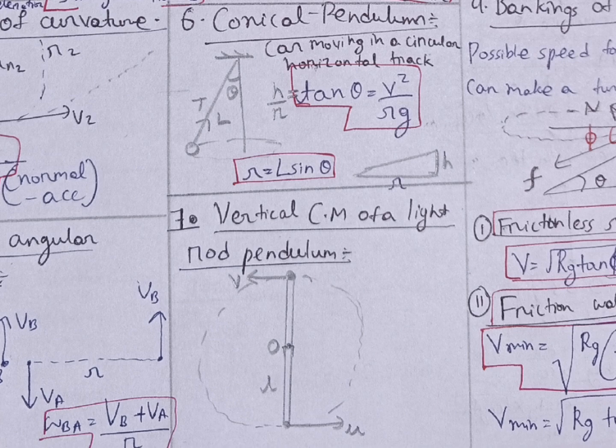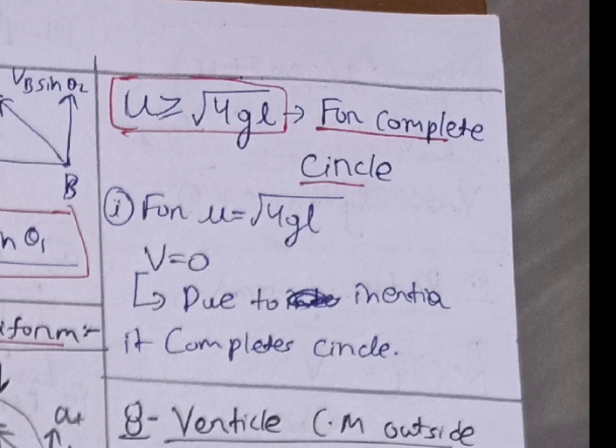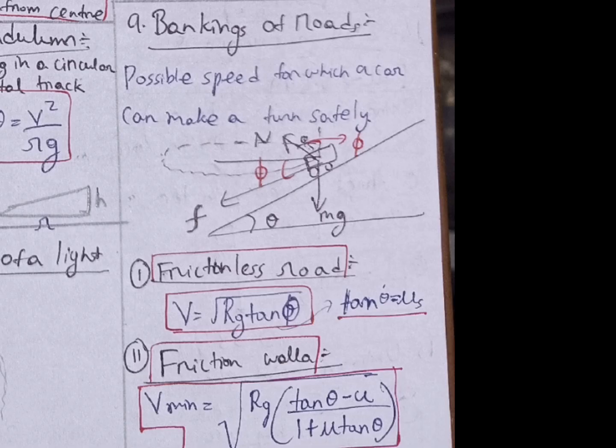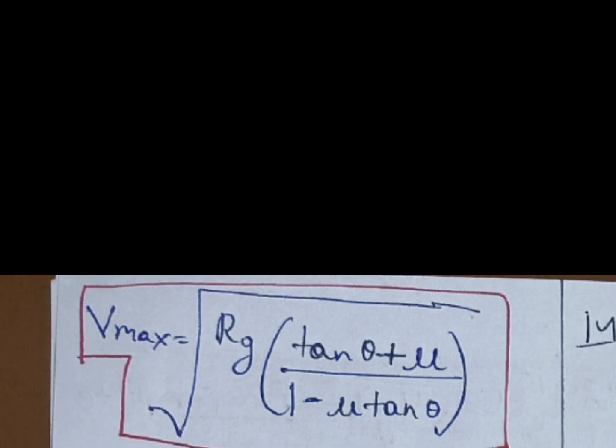Vertical circular motion of light rod: u is greater than or equal to under root 4gl for a complete circle. Vertical circular motion outside a circular track: the angle at which the block will lose contact with the surface, cos theta is equal to 2 by 3. Banking of road: possible speed at which a car can make a turn safely. For a frictionless road, v is equal to under root of rg tan theta. For a road with friction, v minimum is equal to under root of rg into tan theta minus mu by 1 plus mu tan theta. Maximum is equal to under root of rg into tan theta plus mu by 1 minus mu tan theta.